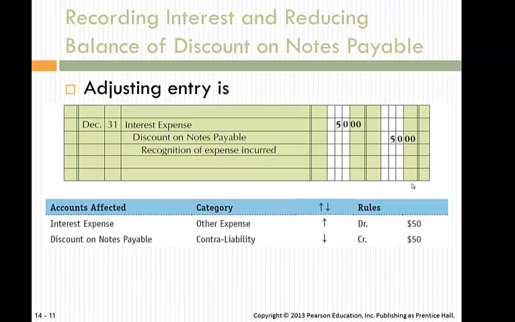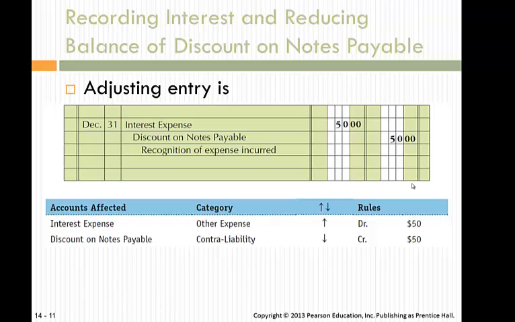We need to determine the amount of interest that applies to 15 days. We do that by multiplying the total interest by 15 days divided by the total number of days, which is 60. This is the same way we determined the amount in the previous example. So we have $200 times 15 over 60, which equals $50. The textbook describes the calculation by using the interest formula, which results in the same amount.